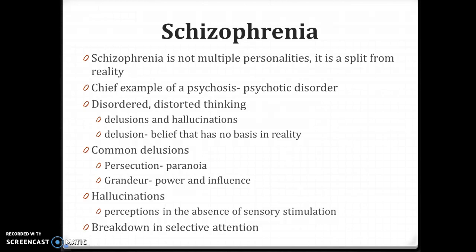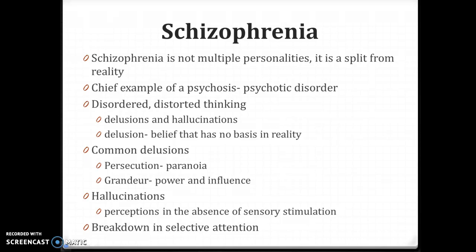reality that is experienced. It's a chief example of psychosis, which is a psychotic disorder, and it's categorized by disordered or distorted thinking, which includes delusions and hallucinations. Delusion is a belief that has no basis in reality. Some common delusions, or two categories of the delusions, are delusions of persecution, which is paranoia, the idea that people are out to get a person.